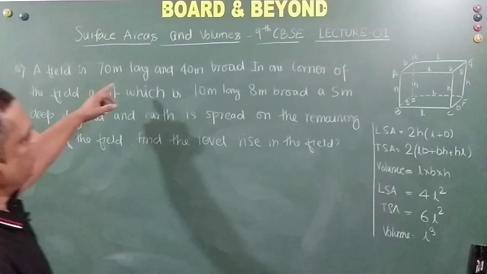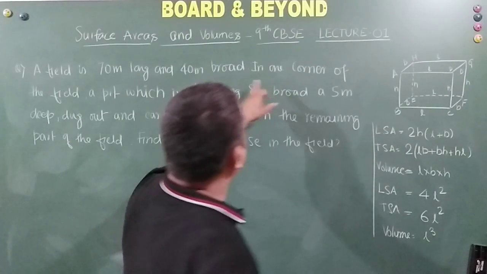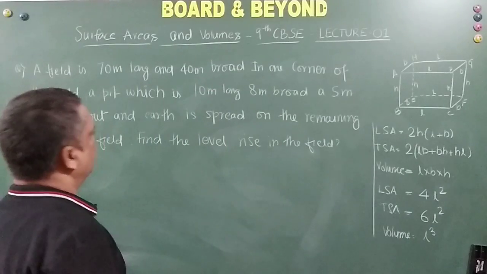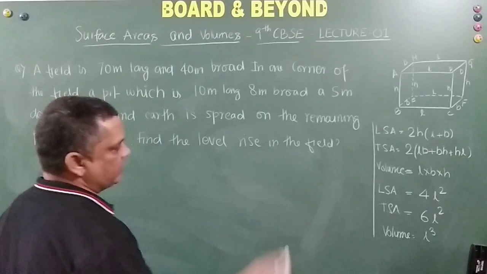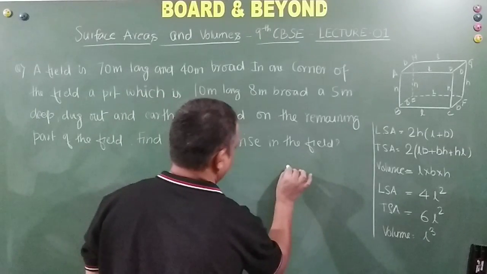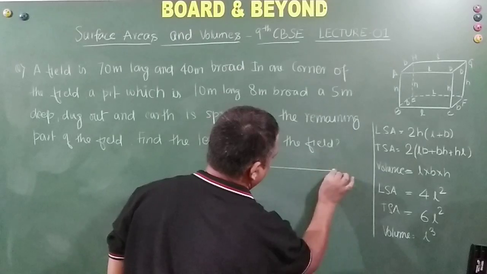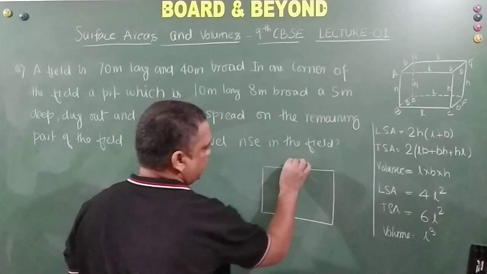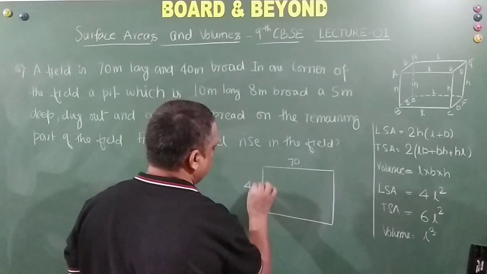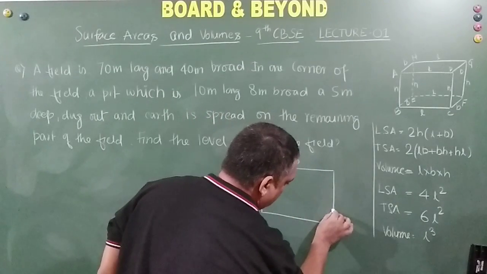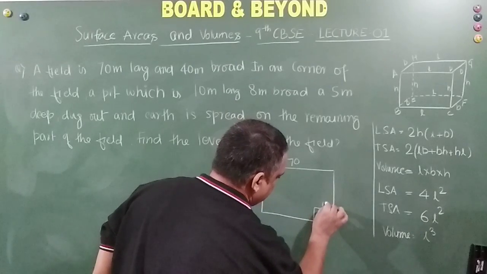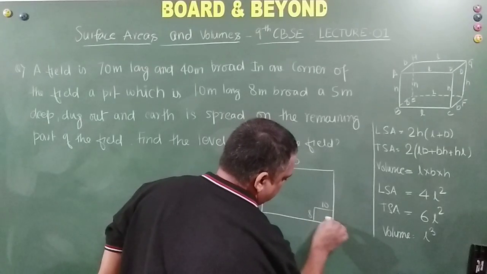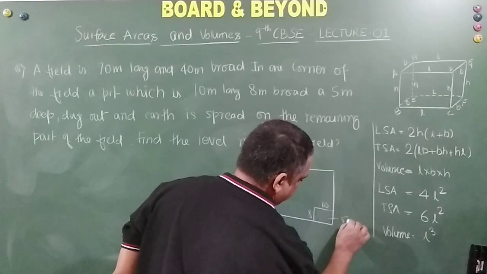A field is 70 meter long, 40 meter broad. The length and breadth have been given. In one corner of the field, a pit is dug out. Let me make a small figure, which I will have to rub after this. So let's say this is the field, friends. This is 70 and this is 40, and a small pit is dug here, that is 10 into 8 meter broad, and the depth is 5 meters here.